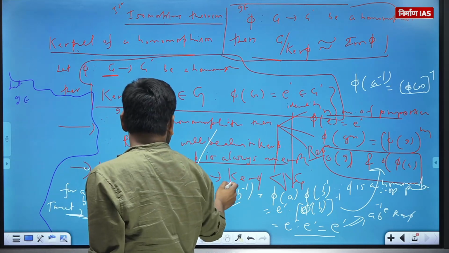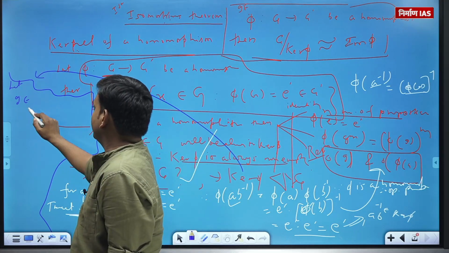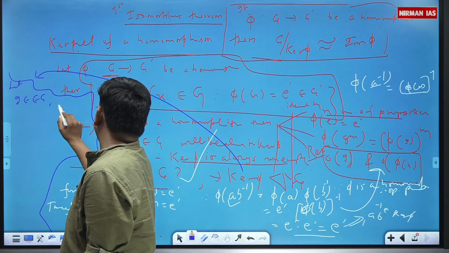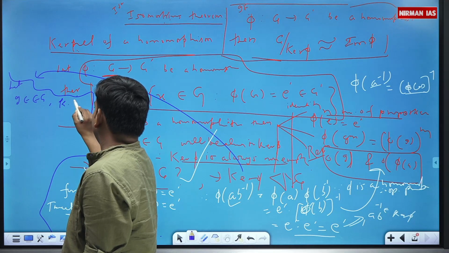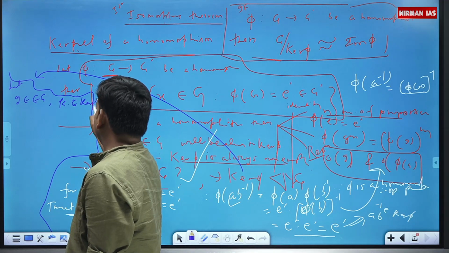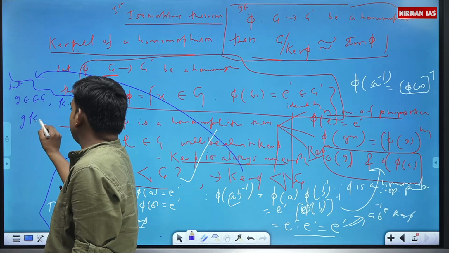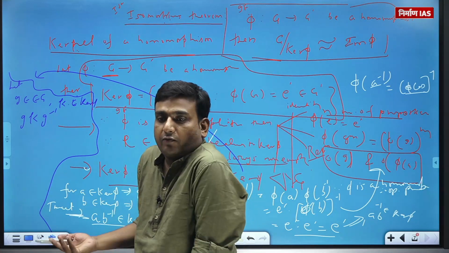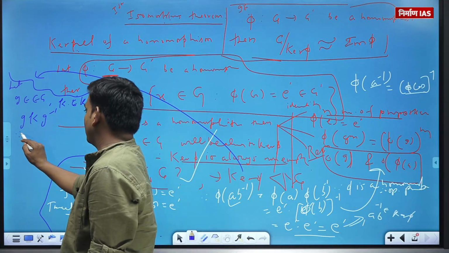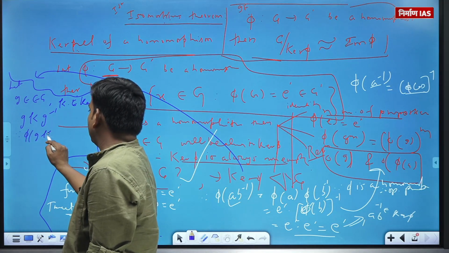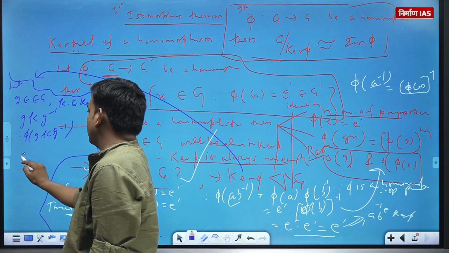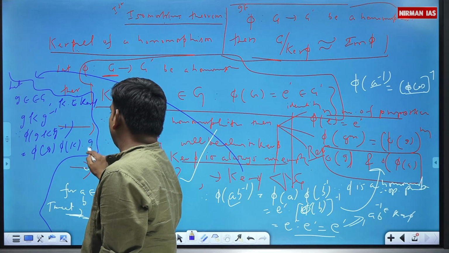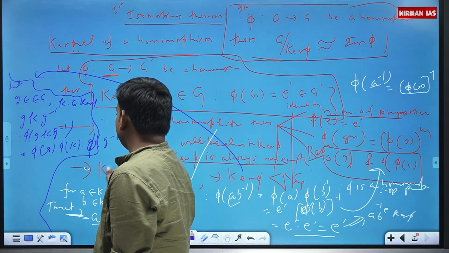So now what I am going to do with this part: let g belong to capital G, and small k belong to kernel phi. I want to know what g k g inverse is. If g k g inverse is in kernel phi, we are done. So phi of g k g inverse. Since phi is operation preserving, it is phi of g, phi of k, phi of g inverse.